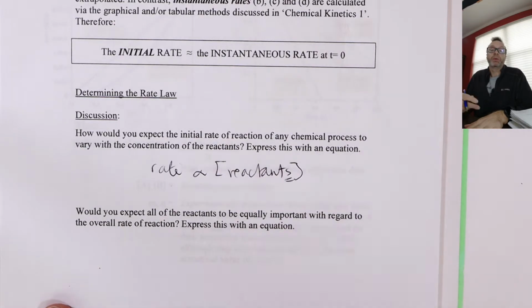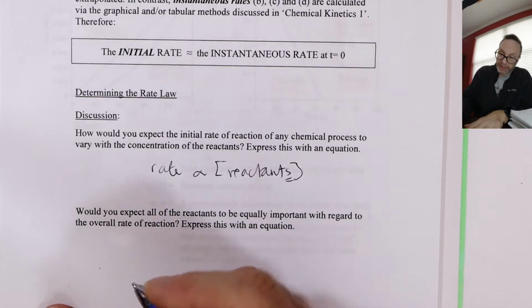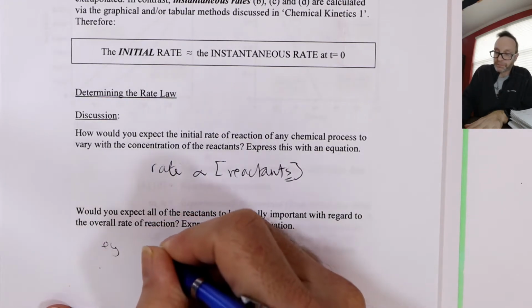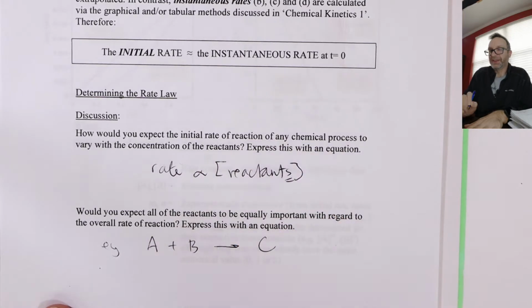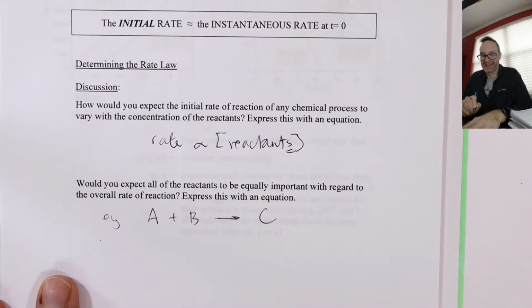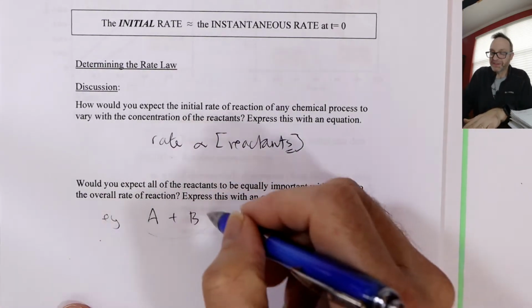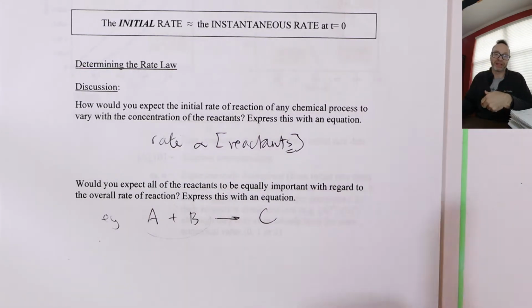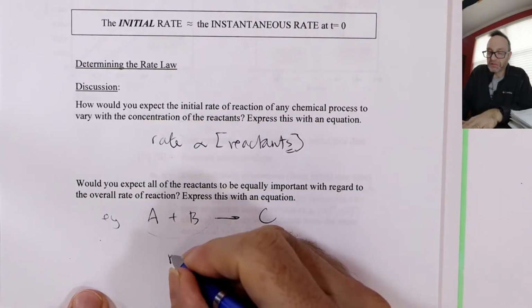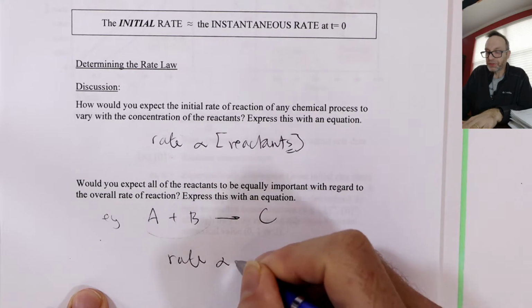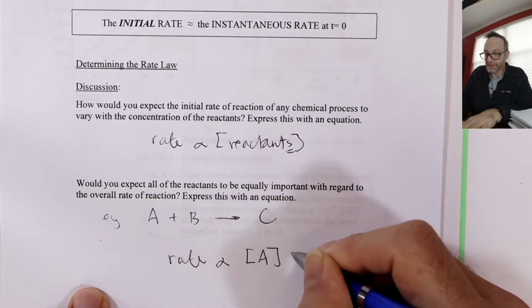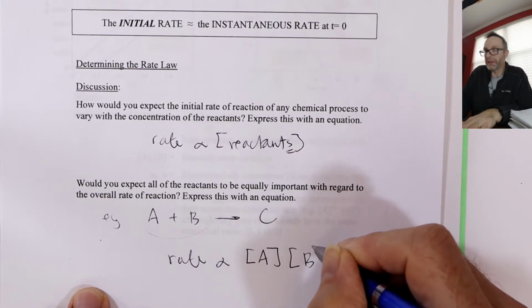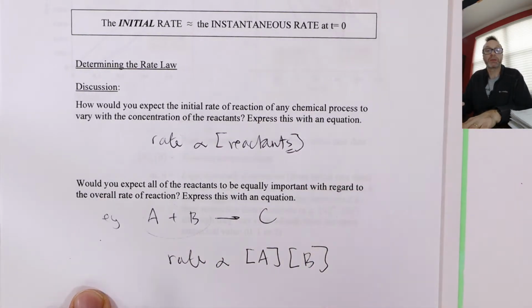To do that, we use what we call orders of reaction. For example, if I had A plus B turns into C, it's that classic equation. These are the two reactants, so they bump together and stick to make this thing C. So rate is proportional to the concentration of A times the concentration of B. So it's got them both in the equation. But wait a minute.